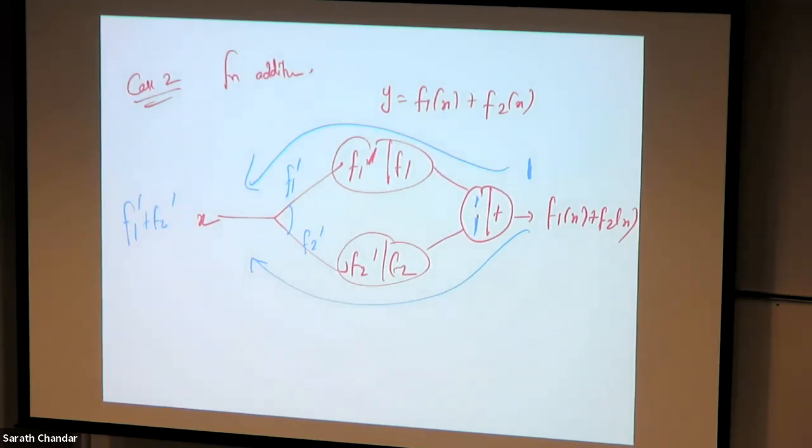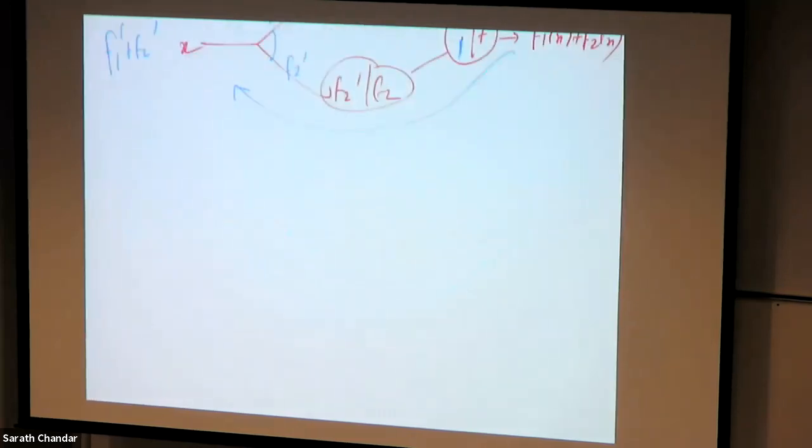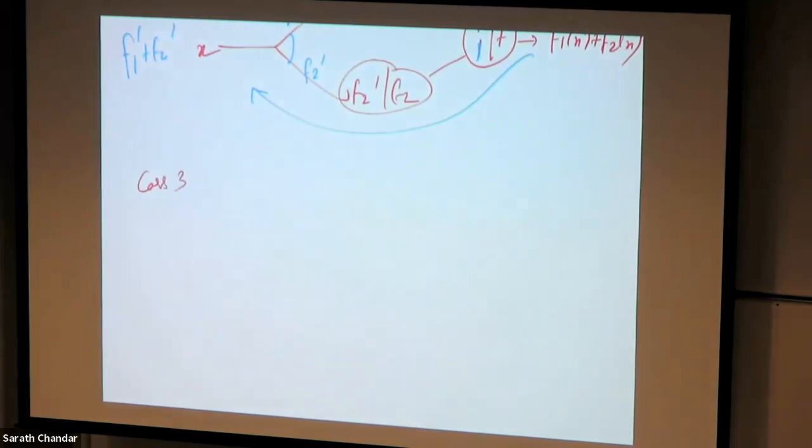Now, if you compute dou y by dou x, it is basically F1 dash of X plus F2 dash of X. It's the same function. So now if you have additions, you can compute the gradients easily. Finally, there is one more case, which is the idea of weighted edges.